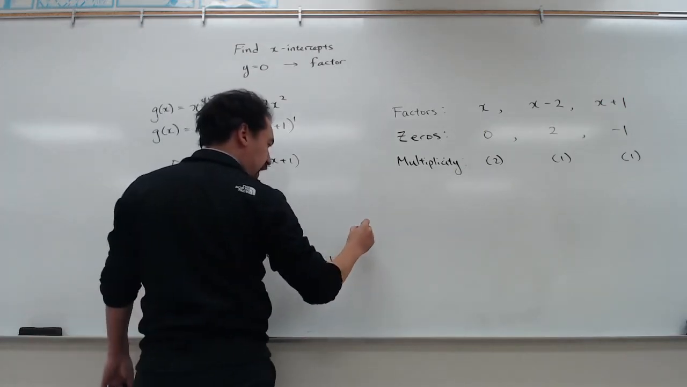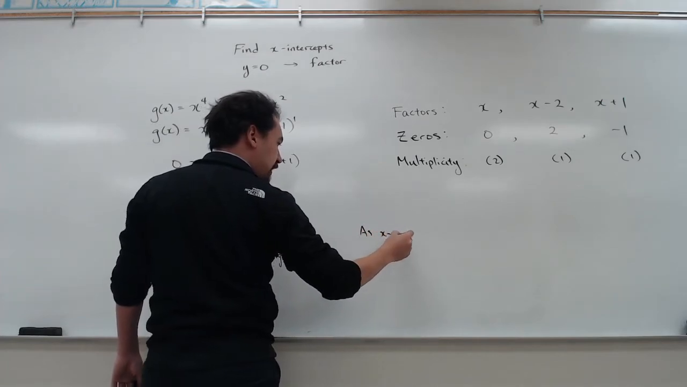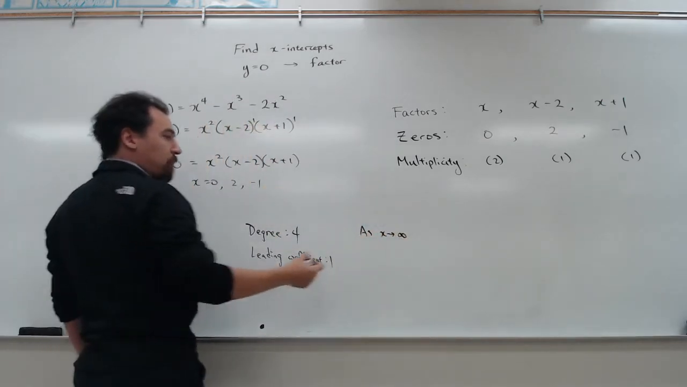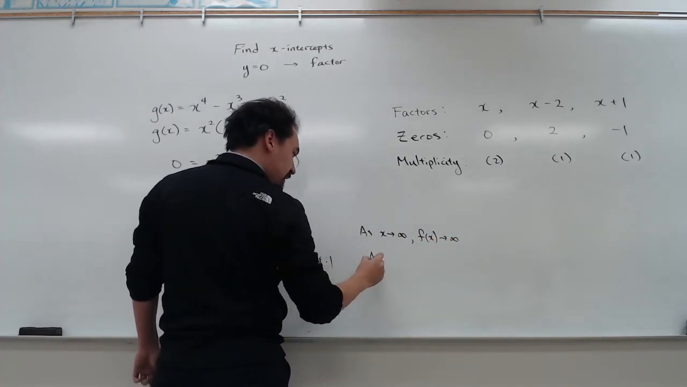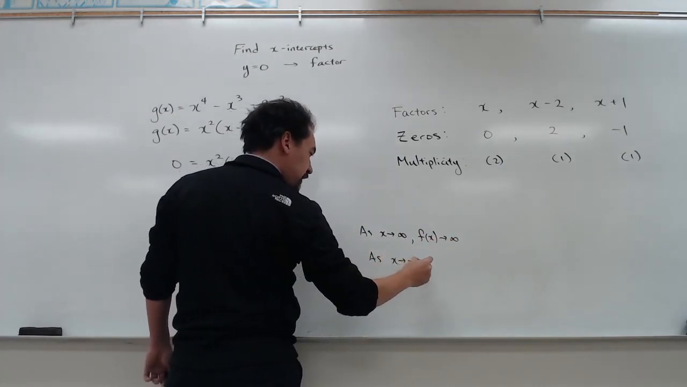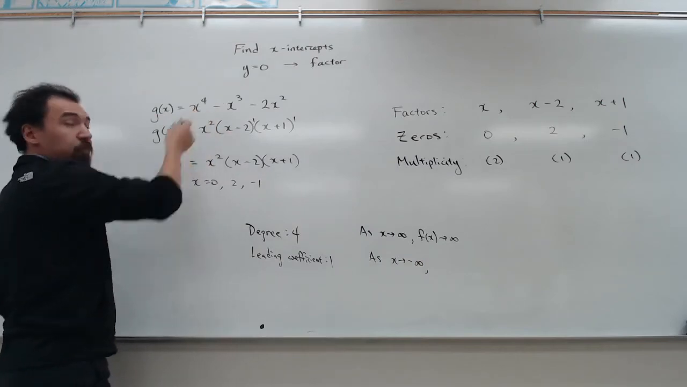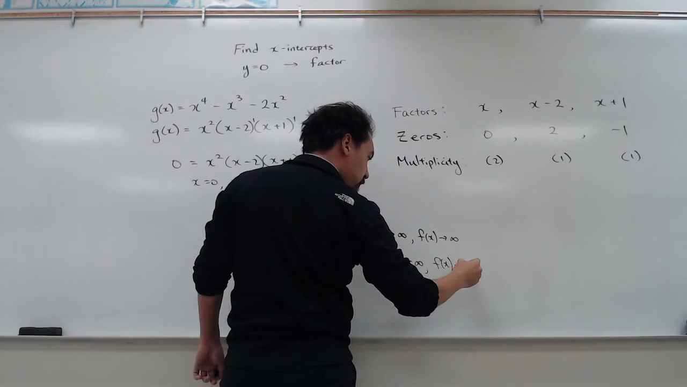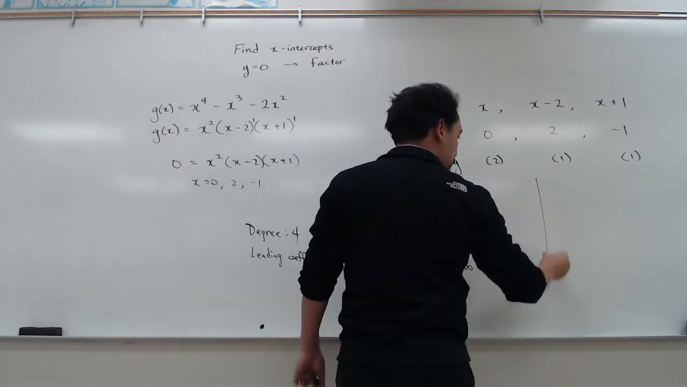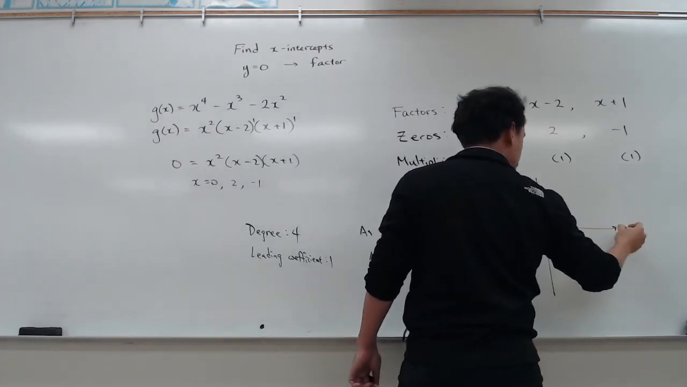And so we can say, as x goes to infinity, big positive number to the 4th power is big positive number. So f of x goes to infinity. Then as x goes to -infinity, very negative number to an even power turns big positive. So f of x goes to +infinity. Now we can turn around and sketch a graph using this info.